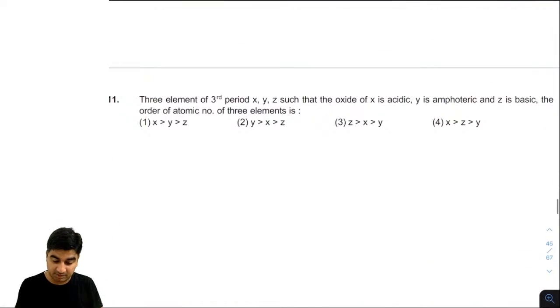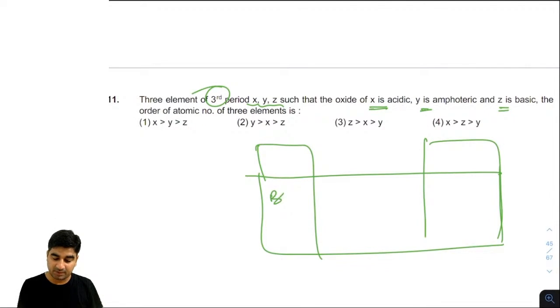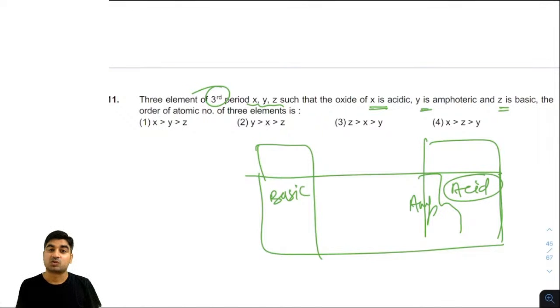Now, the 3 elements of the third period, X, Y and Z. X is acidic, Y is amphoteric and Z is basic. The order of atomic number? Generally, here we have basic oxide, here acidic, and here amphoteric. On the right side we have acidic, so the atomic number will be maximum for the acidic. If X is acidic, it would be maximum, and Z is basic, so it would be minimum. So the answer would be A.